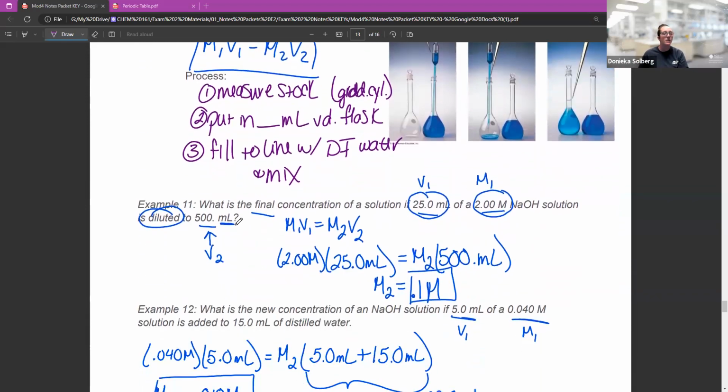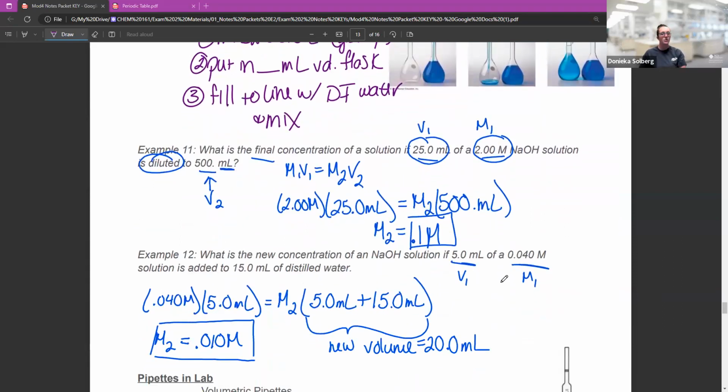So example number 11, I want to know final concentration. Example 12, I also want to know new concentration. So read carefully, but I would try 11 and 12 on your own and then check.